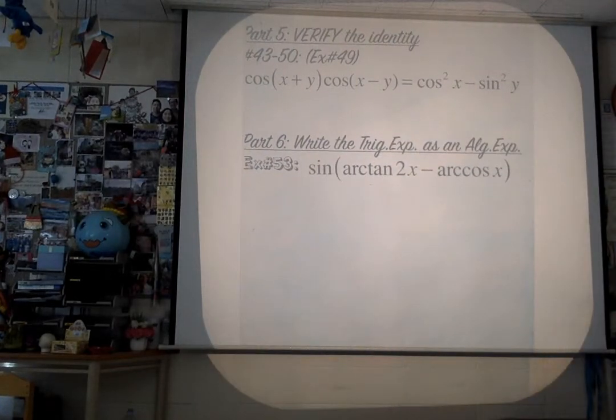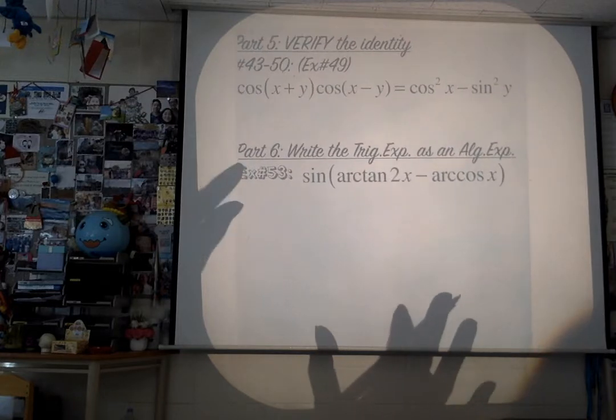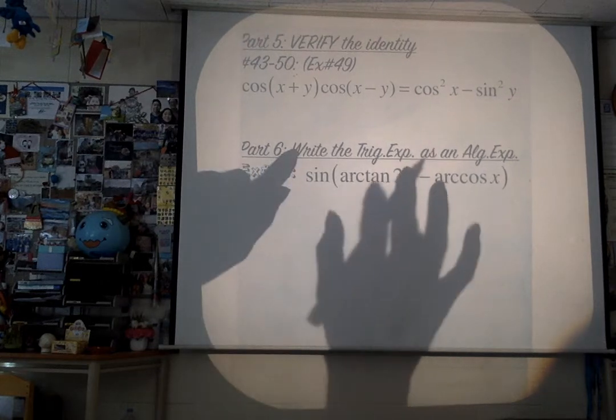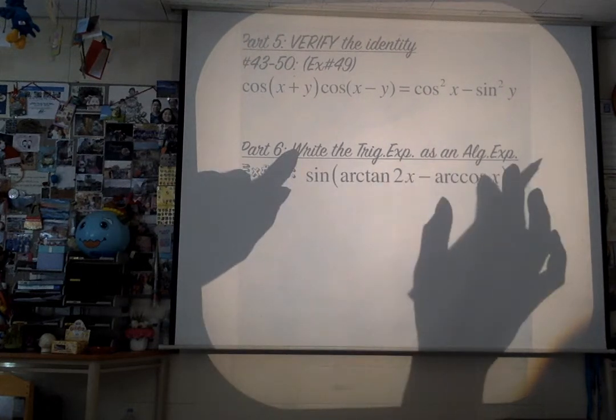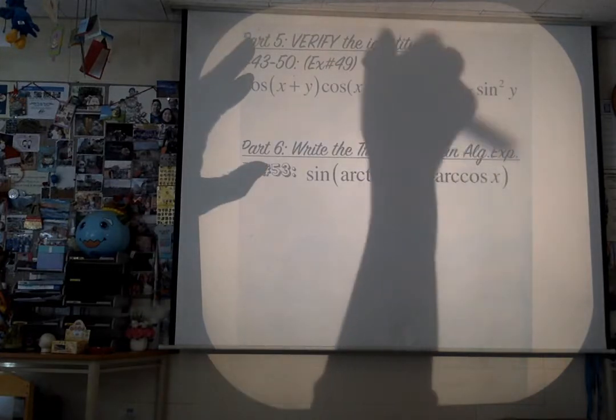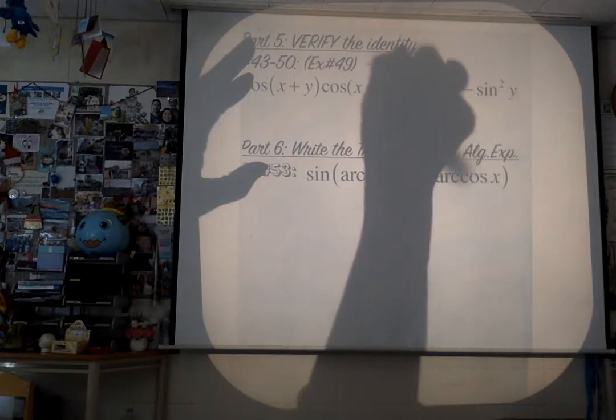Welcome back to part 5. In part 5, we're going to actually verify the identity, and we have a part 6 actually. I didn't warn you about this, but we do have a part 6, writing the trig expression as an algebraic expression. That's too easy, okay? So from 43 to 50, we're going to try number 49 together.